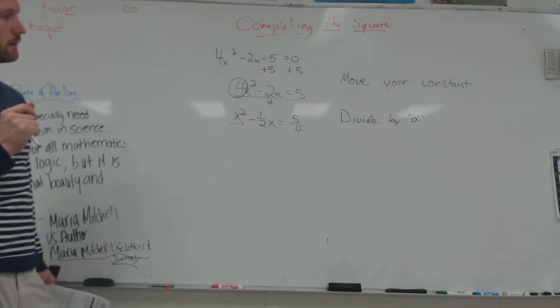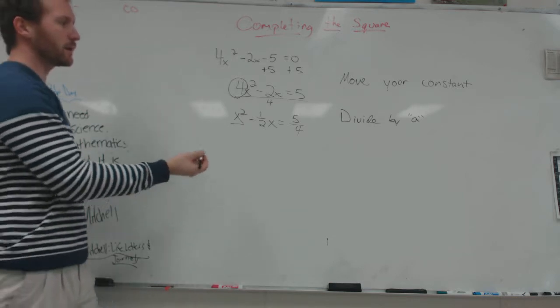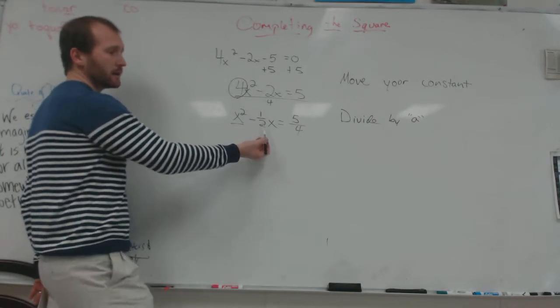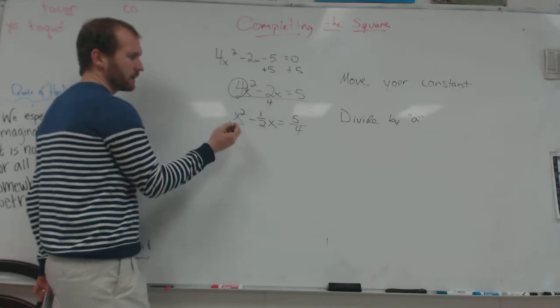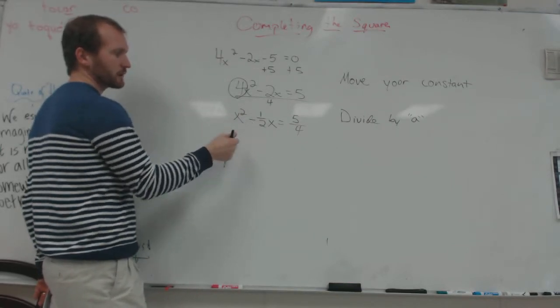Okay. Now this is the completing the square part. This is kind of the setup. We have it set up when we have x terms on one side, constant on the other side, and no number in front of x squared. So this one is set up correctly.